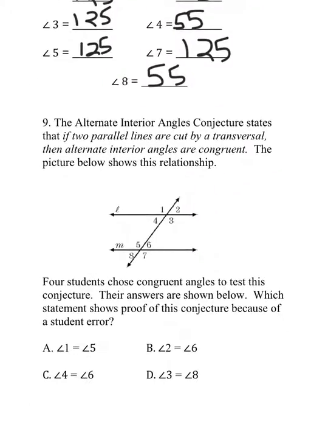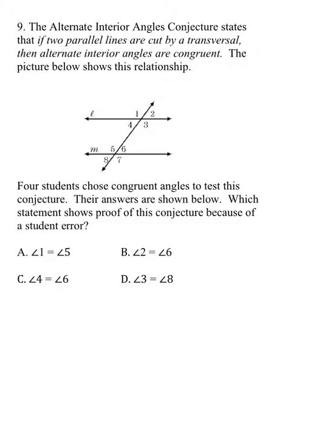The alternate interior angles conjecture states that if 2 parallel lines are cut by a transversal, alternate interior angles are congruent. The picture shows the relationships below. 4 students chose congruent angles to test this conjecture. Their answers are shown below. Which statement shows proof of the conjecture? Not because of student error. That last part should have been cut out. It should have just ended right there.